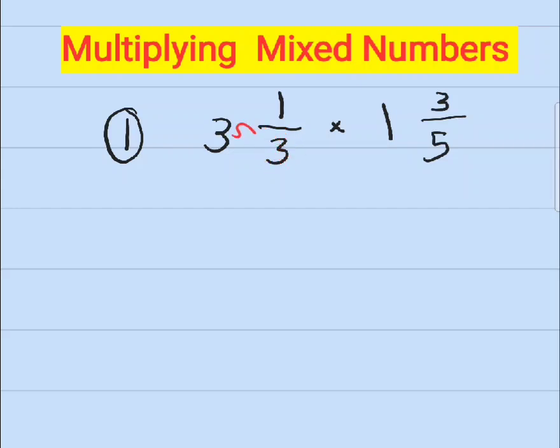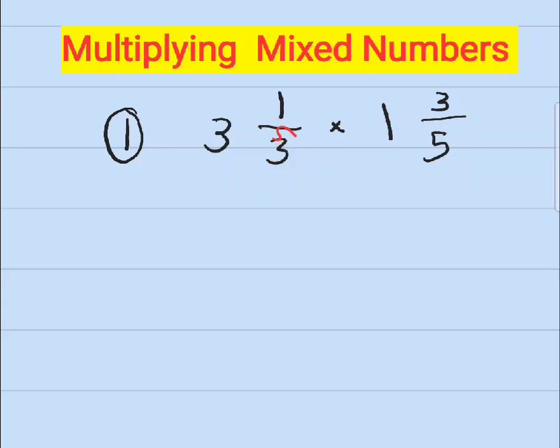And the first thing we need to do when we're multiplying mixed numbers, we need to change both of the mixed numbers to improper fractions. That way we have a numerator and a denominator, and we can multiply straight across. So let's change both these mixed numbers to improper fractions.